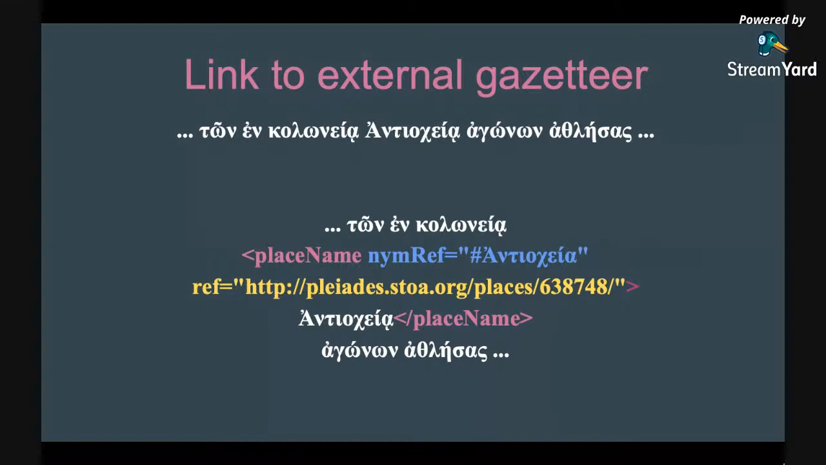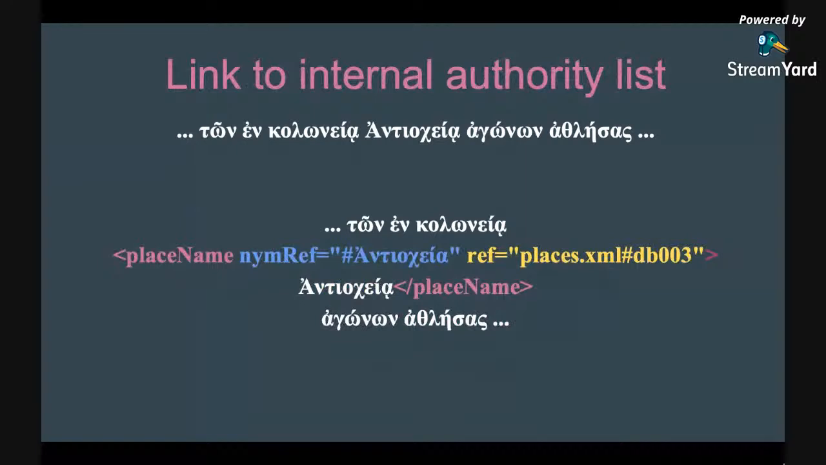And besides nymRef, we can also use a ref attribute, which can point to either an external gazetteer or to an internal authority list. In this case, we have a link to an external gazetteer, the Pleiades one, and we have the link to the specific entry of this place on Pleiades. Similarly, we can do the same thing for an internal list of places. So we have a ref attribute pointing to an authority list that in this case is called places.xml. And after a hashtag, we have a reference to the ID of that specific place entry in our list.